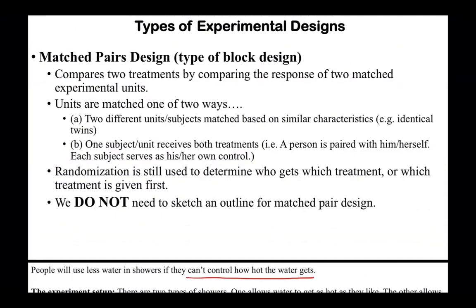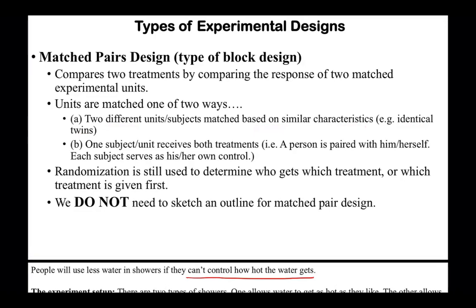Depends. There are two ways. You can match and pair with someone who has similar characteristics, identical twins, two people who have the same opinion about something, two people who are very close. It just depends on what you're testing.